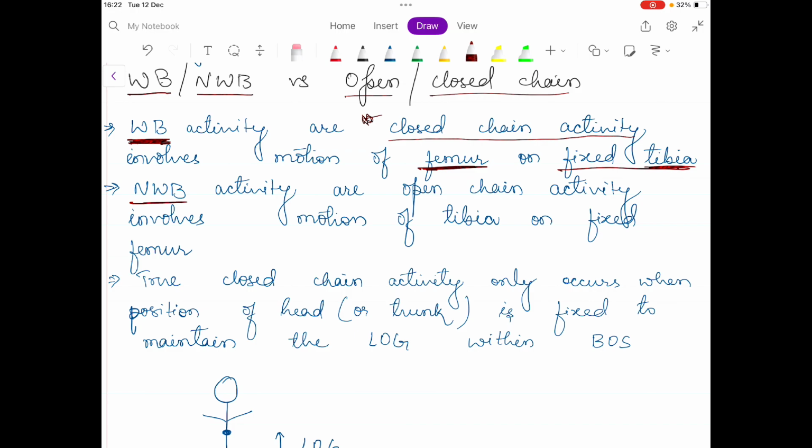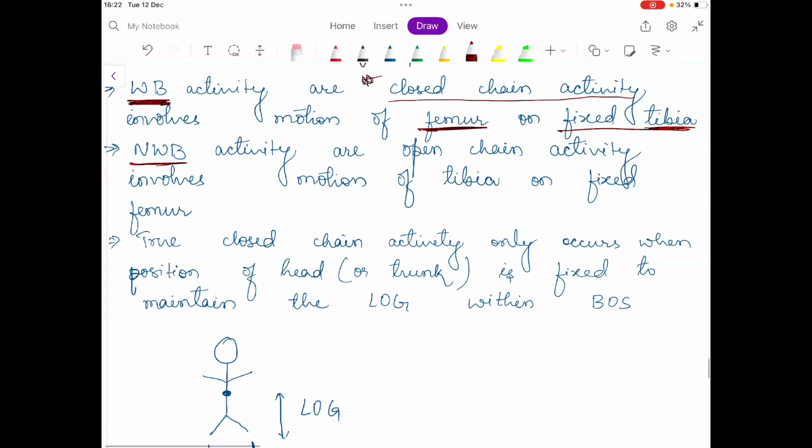But NWB, the short form of non-weight bearing activity, are the open chain activities, which involve motion of the tibia on the fixed femur. So please keep that in mind, that in closed chain activity the tibia will be fixed and the femur will be moving on the tibia, but in open chain activity the tibia will move on the fixed femur.